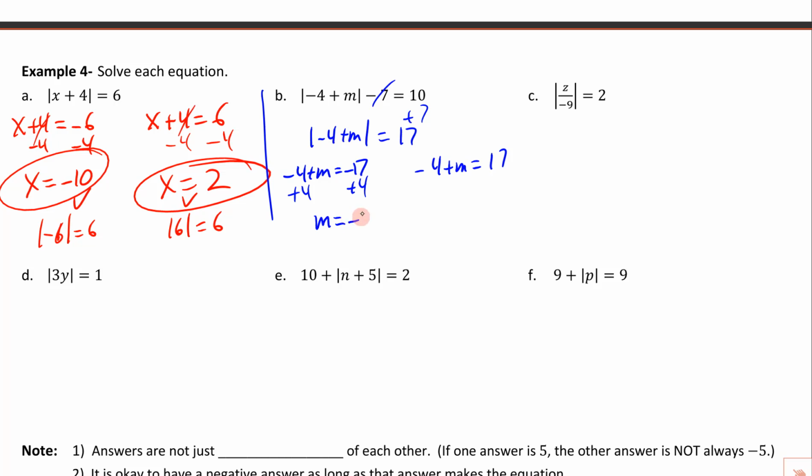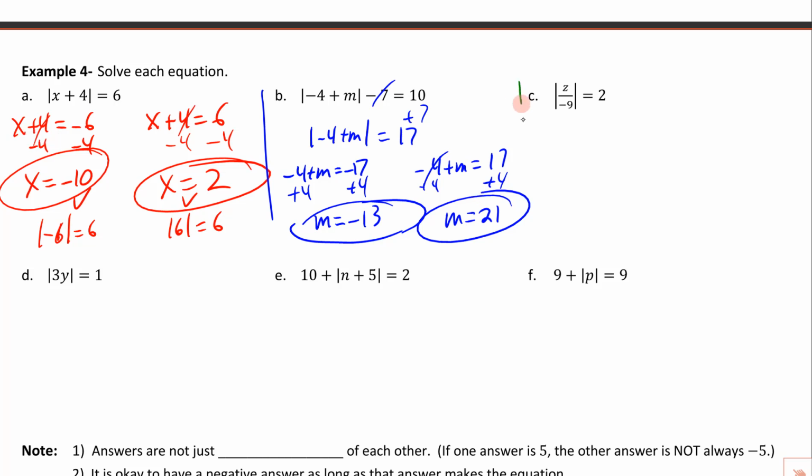So we get m equals, this would be negative 13. So we'll go ahead and circle that answer. And then the other one, we're going to add 4 again. So those are going to cancel each other off, and we get m equals 21. So we get 13, and we get negative 13, and we get 21 here.